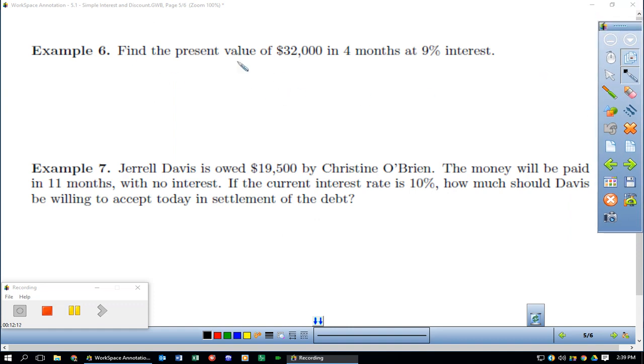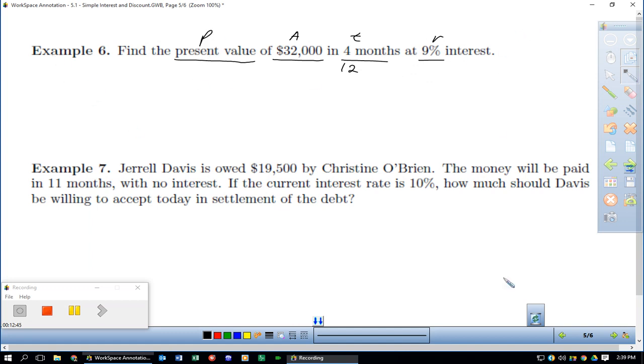Find the present value of $32,000 in 4 months at 9% interest. Now, the thing to notice here is present value. I haven't seen that word yet, but what that means is how much it's worth now if it's going to be $32,000 in 4 months. So this is the maturity or future value, A. Time is 4 out of 12, and 9% is our R. We actually want to find P.